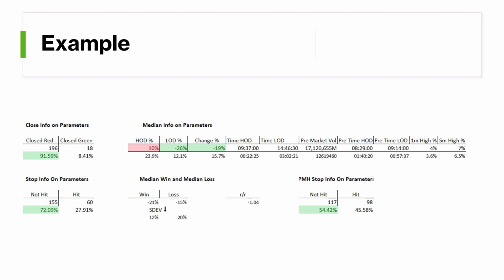And obviously, the overall thesis of this is I know these tickers 91% of the time are closing red, and they're not hitting my 20% stop 72% of the time, which is only from open as well. And I'm entering on a spike, so I have an even better edge, compared to the stats shown.